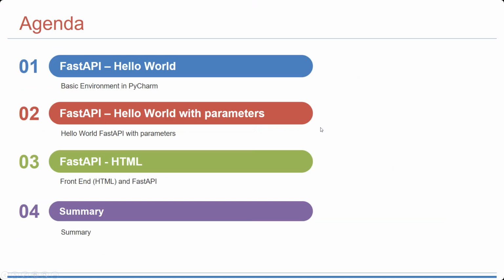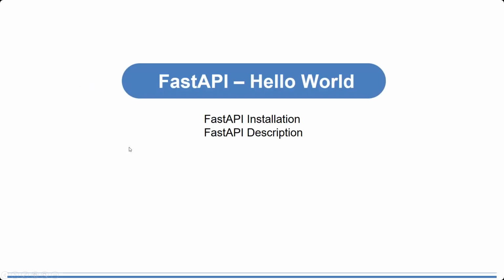So I set up 3 categories for our lecture today. We are going to look at the Hello World, so the basic environment in PyCharm, and how we can deal with parameters. And the last one, we are going to connect with the HTML. So let's start with the installation and how we can use the FAST API. So in the first hour, we will deal with this one.